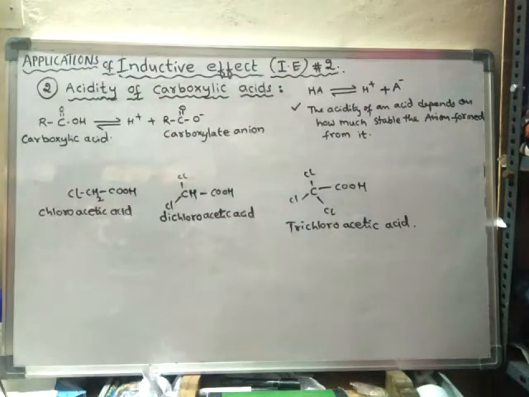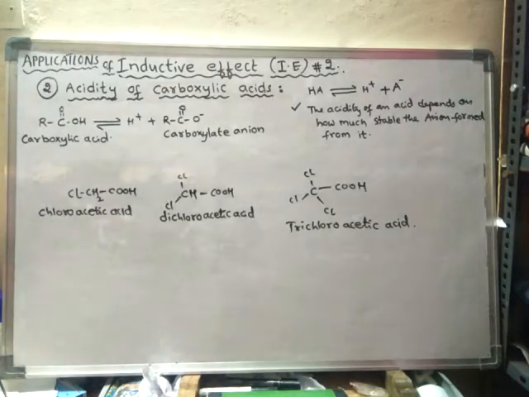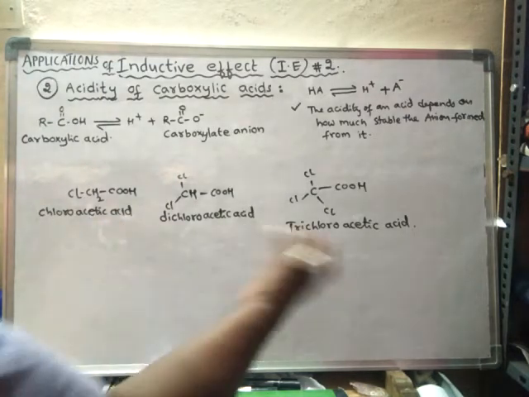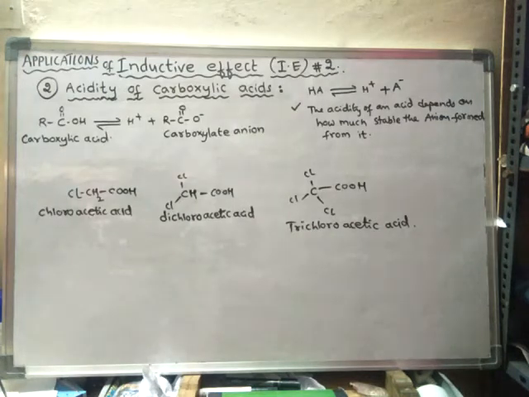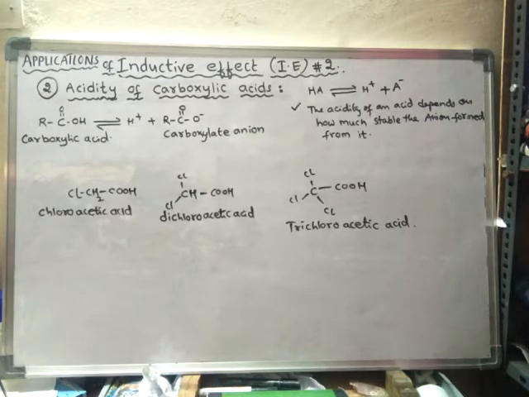So which acid is more stable: chloroacetic acid, dichloroacetic acid, or trichloroacetic acid? In order to compare the stability, I mean which one is more acidic, we have to see which groups are attached to that acid, either minus IE groups or plus IE groups. Here chlorines are attached, so they are minus IE groups. Minus IE groups always increase the stability of the anion.